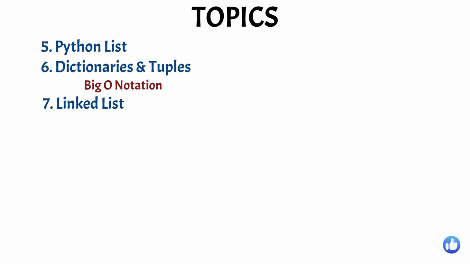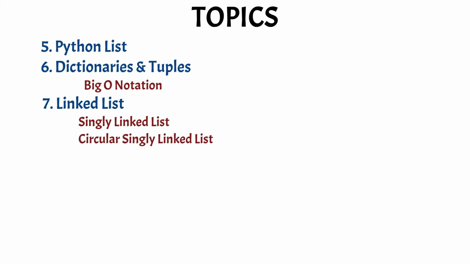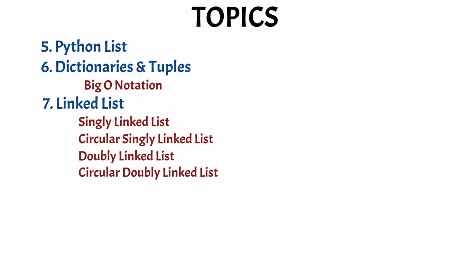Here I will cover all the operations which can be performed over different types of linked lists. For example, singly linked list, circular singly linked list, doubly linked list, and finally, circular doubly linked list. I will explain about all these different types of linked lists. And in the end we will also go through all the interview questions that can be asked on this topic. So be ready for some good amount of practice.